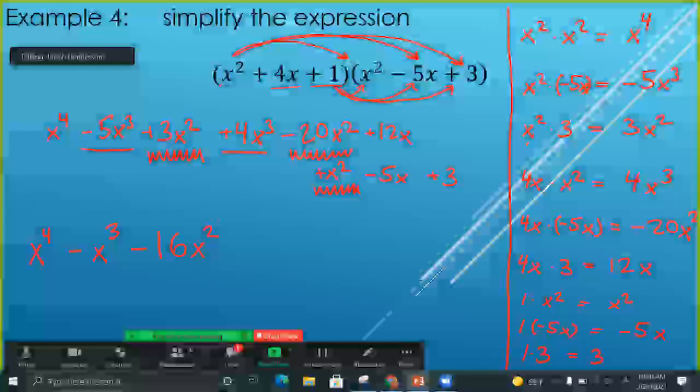Okay, last up, no, not last up. We've got our single x's, so 12x and negative 5. 12 minus 5, 7, plus 7x. And then lonely 3. There's no other whole numbers, just the 3 there. So we'll include it, plus 3. And finally, here's our answer.